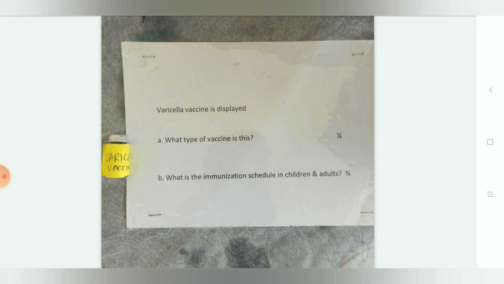In children, it is given at 12 to 15 months and 4 to 6 years. The first dose is given at 12 to 15 months, and the booster dose is given at 4 to 6 years.